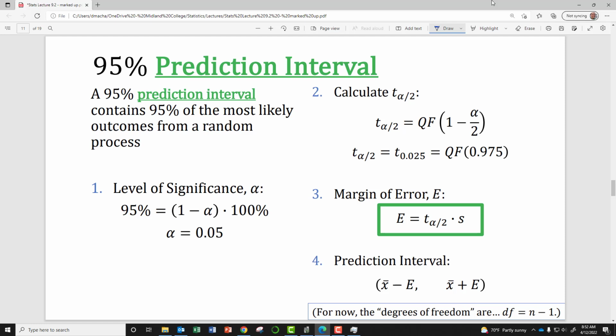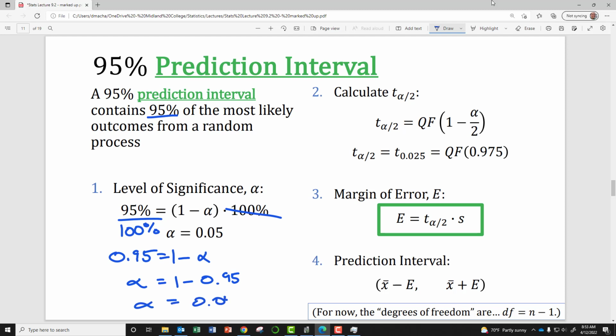Now, if we want to make a 95% prediction interval, these are the steps. This is going to be an interval that contains 95% of the most likely outcomes from a random process. So first, calculate your level of significance. For a 95% prediction interval, we put 95 on the left side of the equation, and on the right side we put 1 minus alpha times 100%. If I divide both sides by 100%, that cancels. This becomes 0.95 is equal to 1 minus alpha, and that means alpha is equal to 1 minus 0.95, so alpha is equal to 0.05. Just like it says right here on the slide.